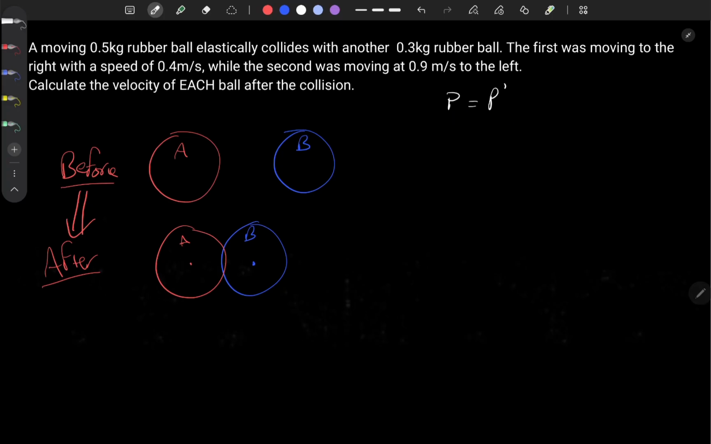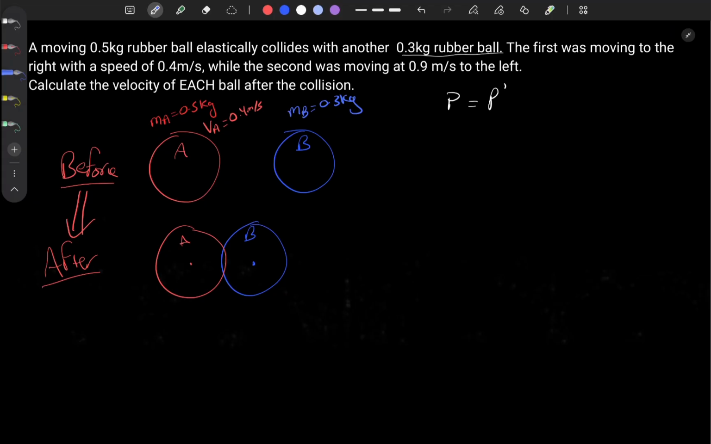So a moving 0.5 kilogram rubber ball elastically collides with another 0.3 kilogram rubber ball. So first we're going to write the given. So we're going to start with MA is equal to 0.5 kilograms and MB is equal to 0.3 kilograms. The first was moving to the right with a speed of 0.4 meters per second. So this means that VA is equal to 0.4 meters per second, like this, while the second was moving at a speed of 0.9 meters per second to the left.